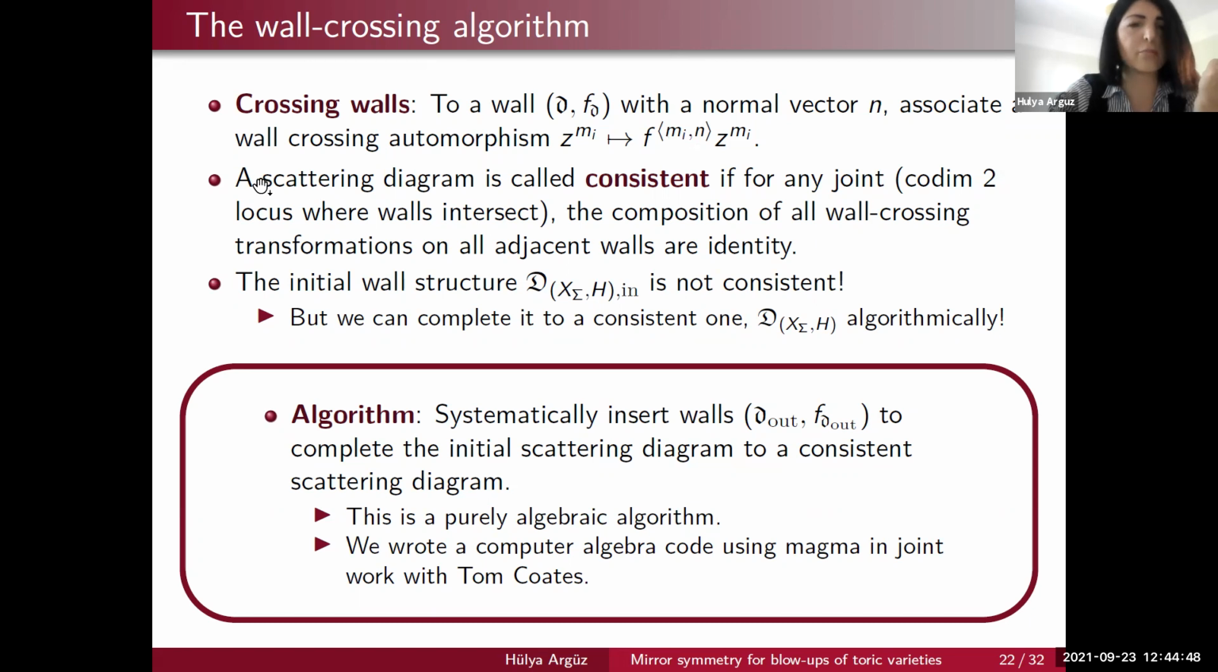And apologies, I switch between wall structure and scattering diagram. You declare a scattering diagram or a wall structure to be consistent if, around any joint where your walls intersect, the composition of all wall crossing transformations gives you the identity.